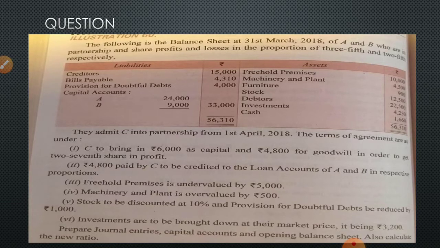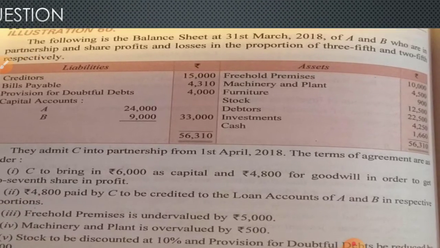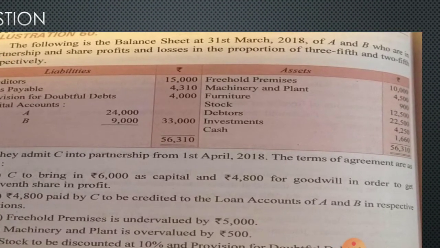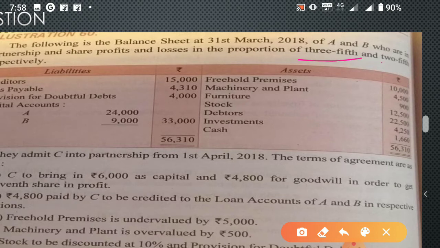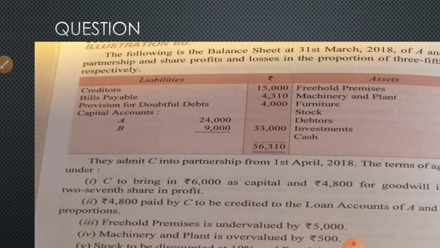Here is the balance sheet of A and B in the proportion of 3 by 5 and 2 by 5. So their ratio is 3 by 5 is to 2 by 5, remember. Now other items in the balance sheet are given. Like this only, a question will be given to you in the examination also, on a balance sheet and other adjustments. Whatever we studied, reserve treatment, goodwill treatment, then one more thing is there, that is revaluation account.